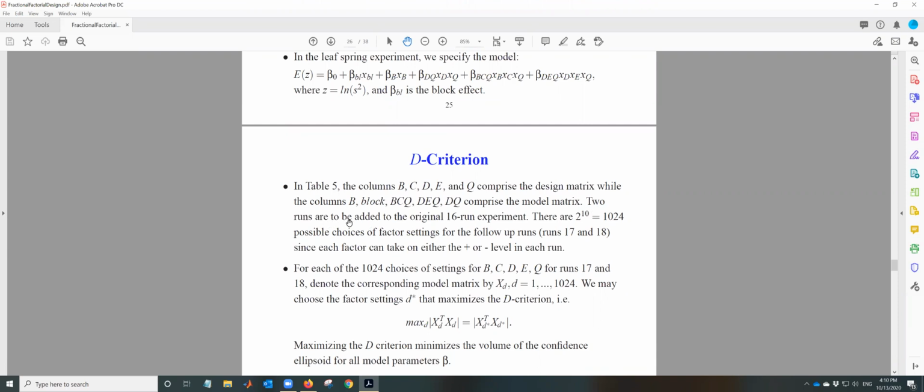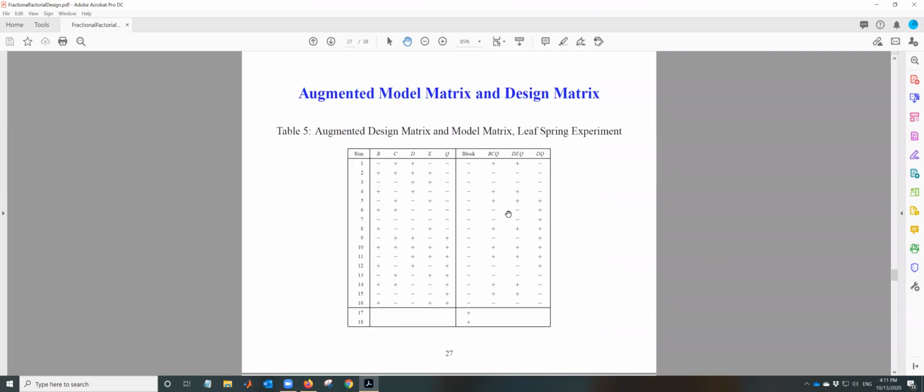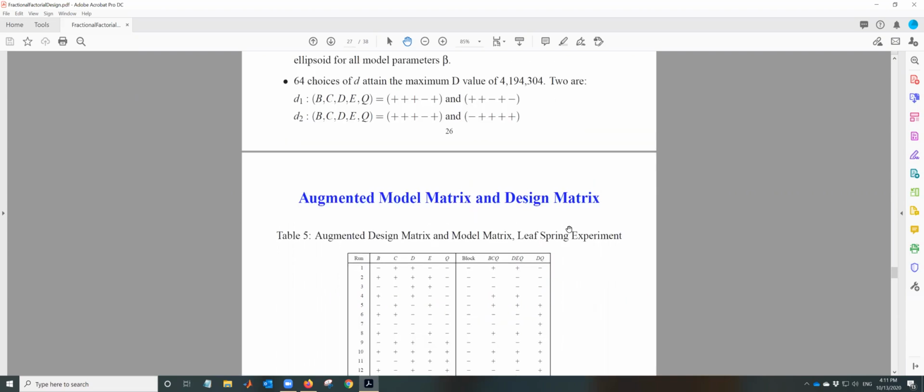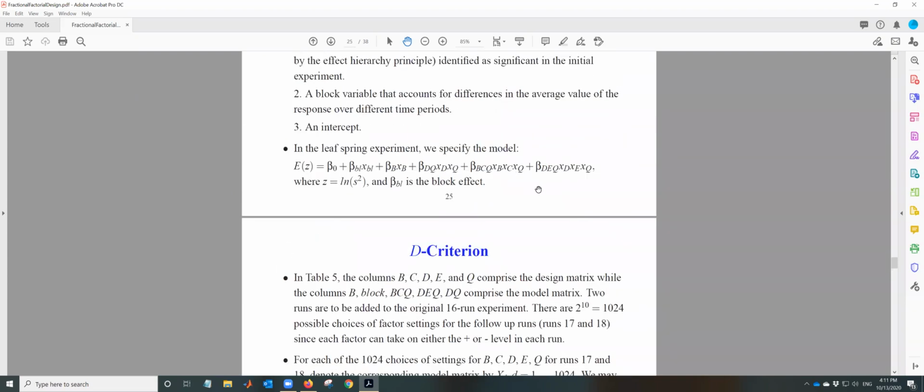Now we only add 2 more runs to the original experiments. So this is table 5. This is an experimental design matrix. You need to specify B, C, D, E, Q, the levels, and then you run experiments. And then at the same time, you add this block, BCQ, DEQ, DQ. Why do you add them? Because they are the model matrix. You include them in your model.